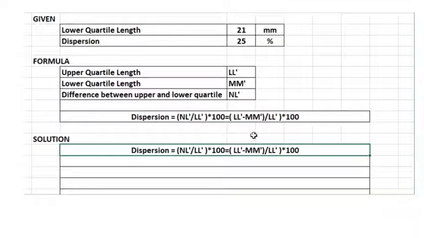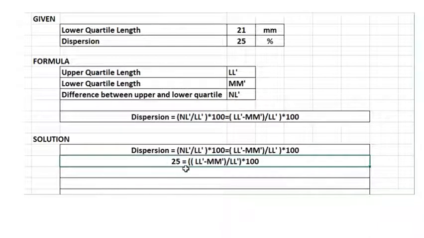So you can write the same. So now we are substituting: we have lower quartile length as 21 mm, MM dash is your lower quartile length, and the dispersion we have as 25%. So we'll substitute first, for dispersion: 25 is equal to LL dash minus MM dash divided by LL dash into 100. Then 25 is equal to LL dash minus MM dash, we are substituting the lower quartile length, which is 21, divided by LL dash into 100.